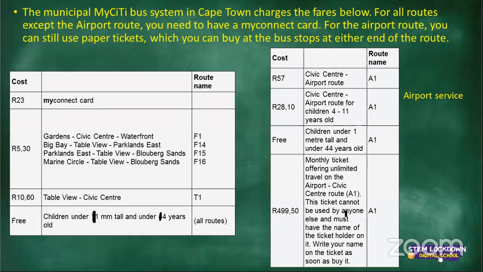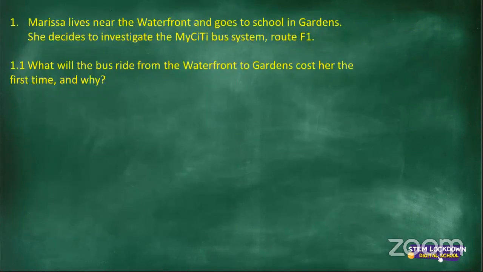But it's still free for children under 1 meter tall and under 4 years old. So for those, it is free. Then for the monthly ticket offering, there's an option for a monthly ticket. All the other routes are for a single trip. And the very last row explains the monthly ticket. So please remember this. We'll come back to this page when we want to refer to it as we do the questions.